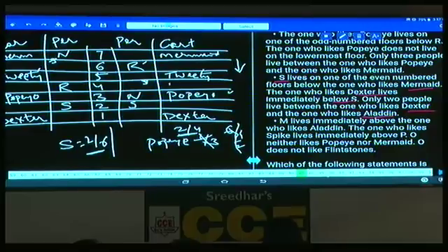Dexter is here, hence Aladdin must be on the 4th. Similarly here also Aladdin must be on the 4th floor. Then the one who likes Spikes lives immediately above P. Immediately above P, who is that person? Spikes. Spikes is immediately above P. P and Spikes must be like this, isn't it?